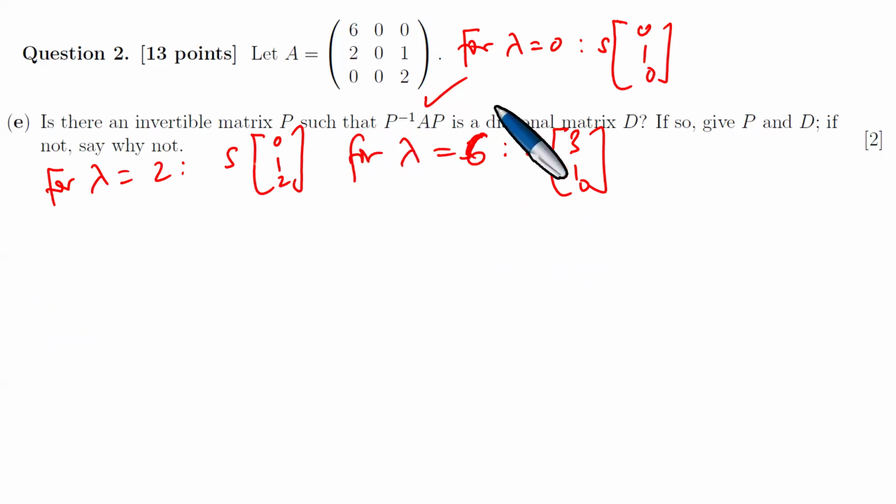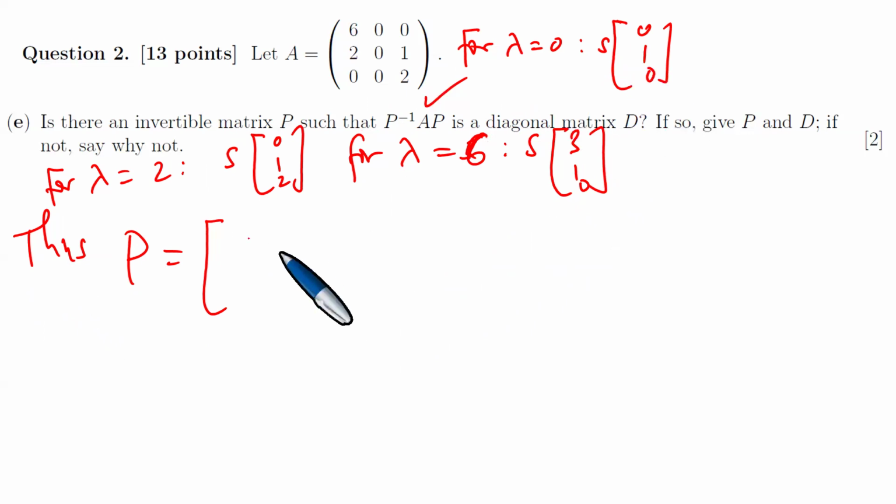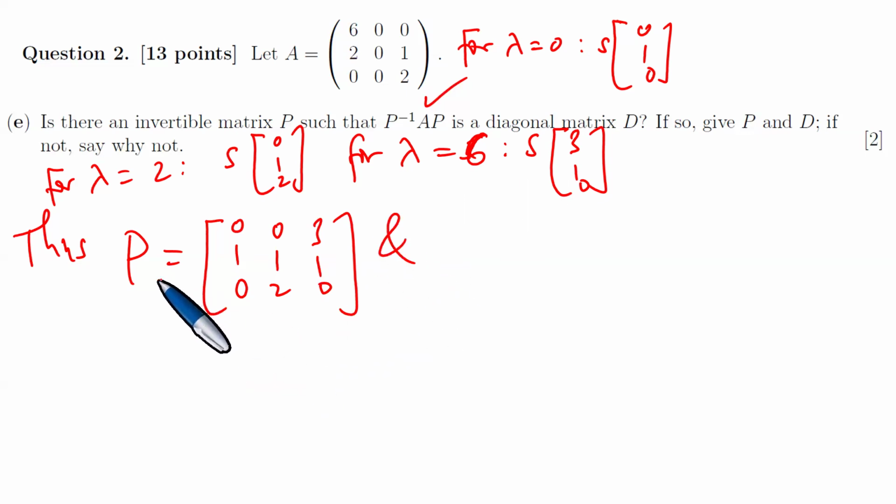So at this point, we are able to say that the matrix P, we write out like this. We can write them in any order, but writing them in the order we obtained them: 0, 1, 0, then 0, 1, 2, and then 3, 1, 0. So this is the matrix P. Is there an invertible matrix P? Yes, there is. We can take P to be this, but you can also switch the columns around.